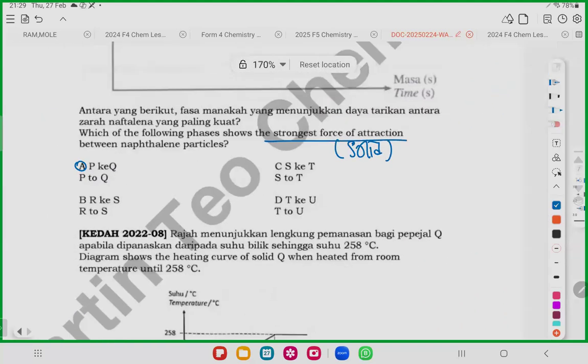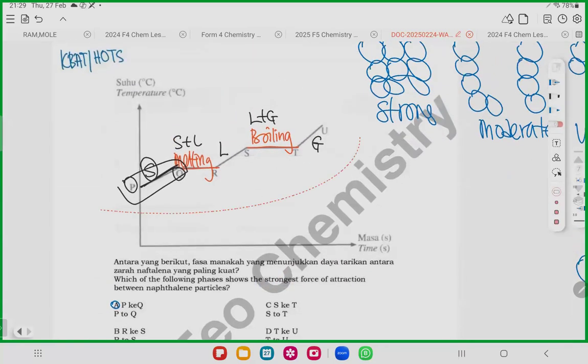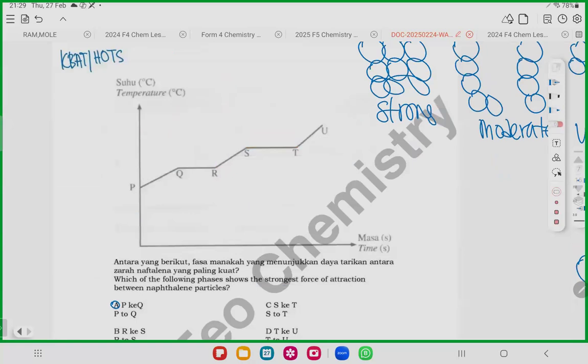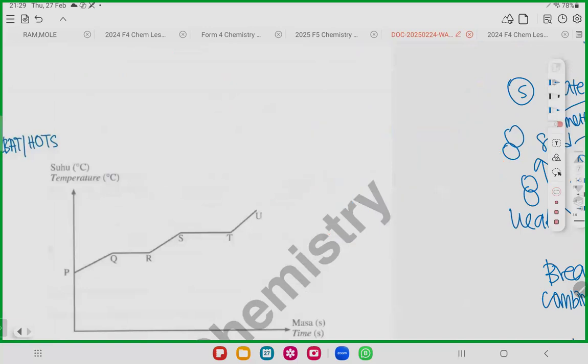Strongest force of attraction. So guys, do you mind replying to me and letting me know in the chat box, are you okay with how I solve this critical thinking question? Are you guys okay with that?